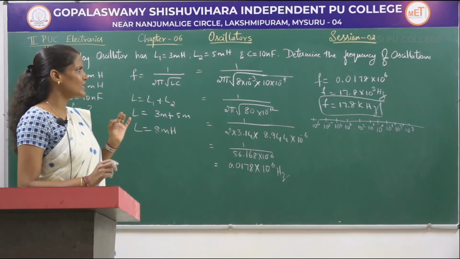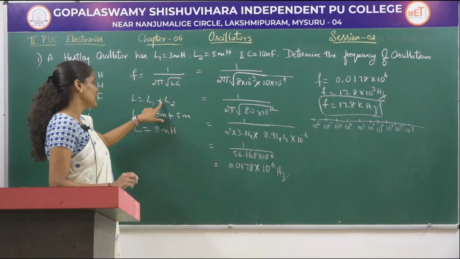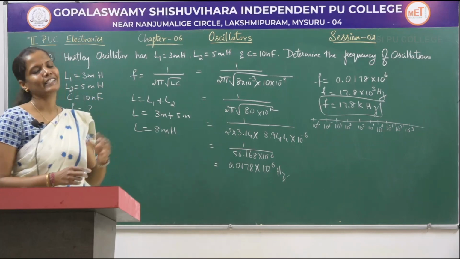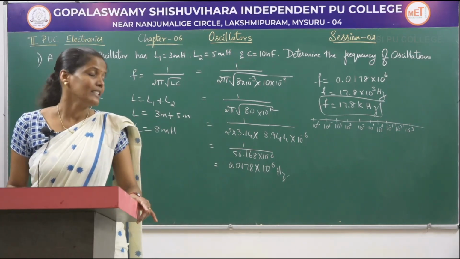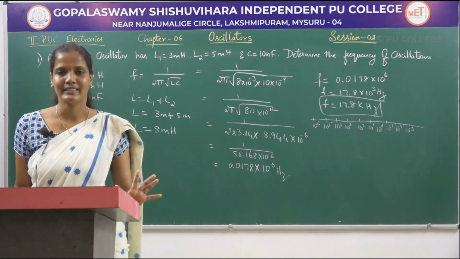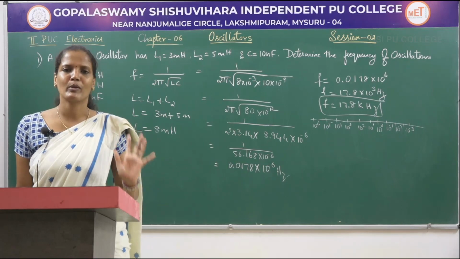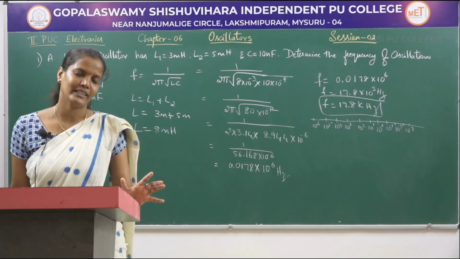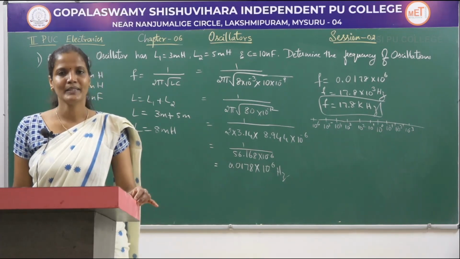Clear? These are simple problems, but here in this Hartley oscillator, L value is equal to L1 plus L2. First calculate the total L, substitute that final L value in the formula, and calculate the frequency value like this. Clear? In the next session, let us deal with some more problems on this Hartley oscillator, and then we'll be moving on to the next topic, that is the Colpitts oscillator of the same LC oscillator. Clear? Thank you.